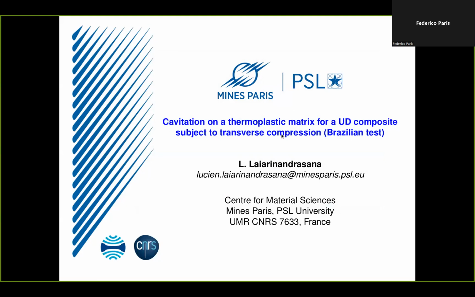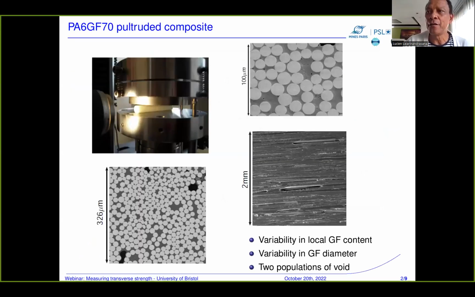Okay. So I will talk directly about the deformation, damage, and failure of the UD composite rod under the Brazilian test, in fact. And the material consists of pultruded composite with PA6 thermoplastic matrix reinforced with glass fiber.